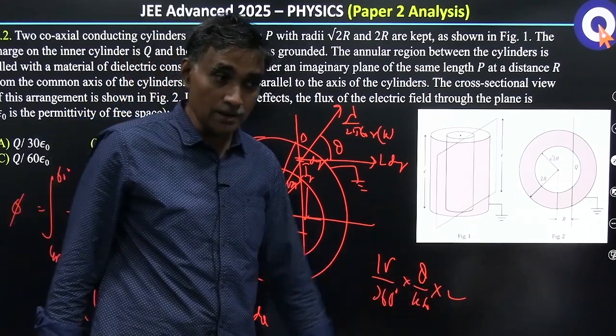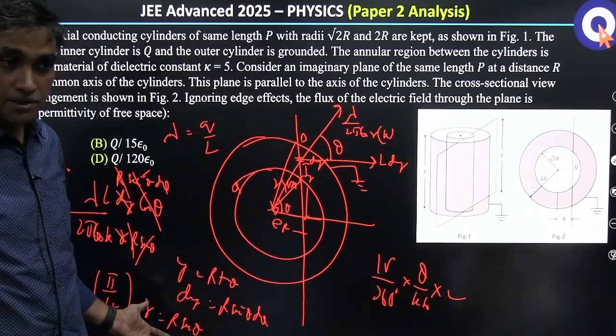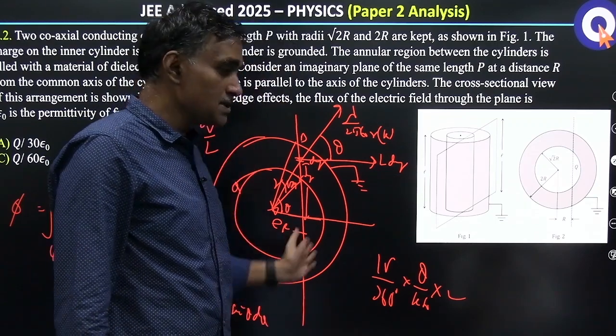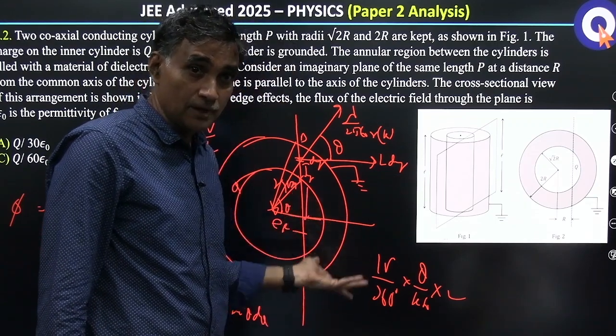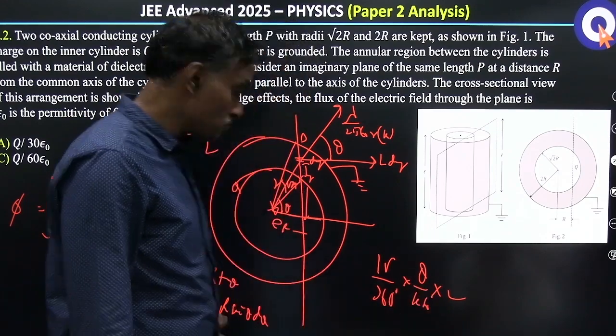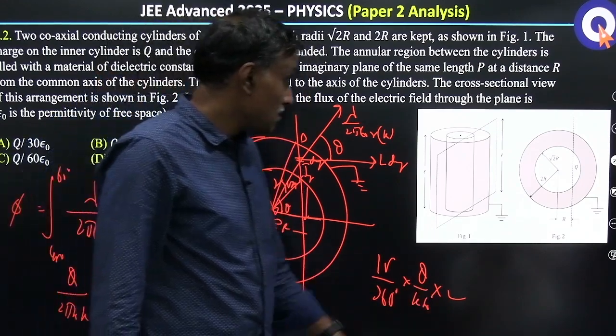This is another method; we can do it like this also. The previous one was by integration. The entire flux, if it is 360 degrees, is Q by k epsilon. If it is 15 degrees, how much? That is 15 by 360 into Q by k epsilon. You can do it like this also. Once you solve this, you will get the answer. So next question we'll see.